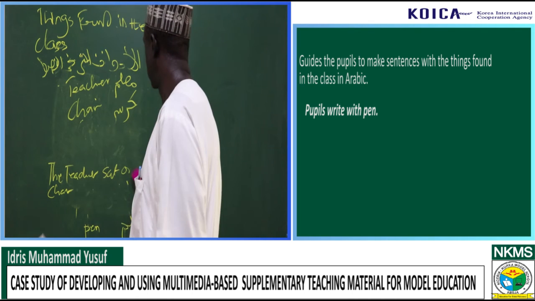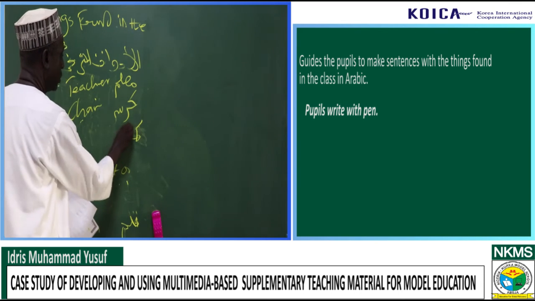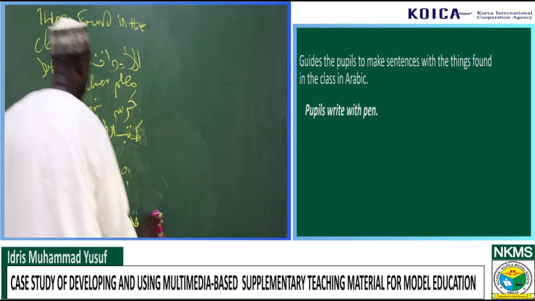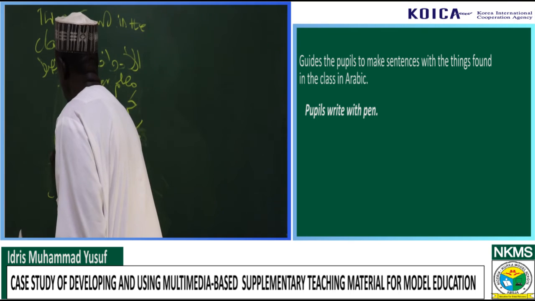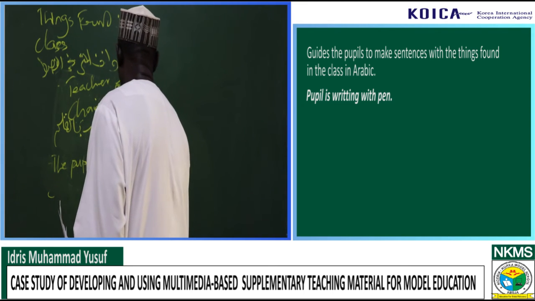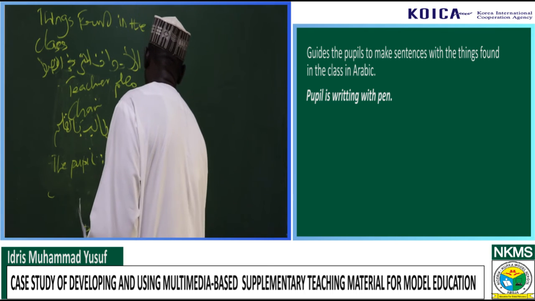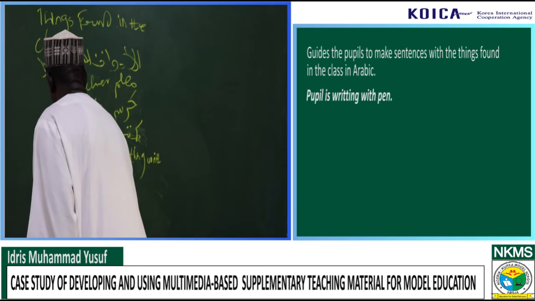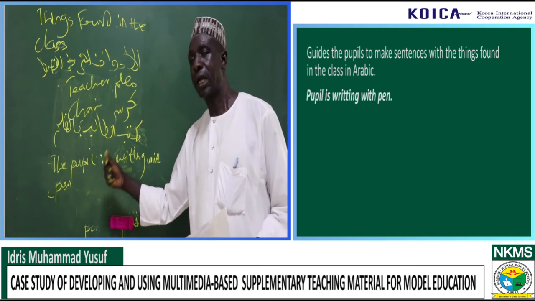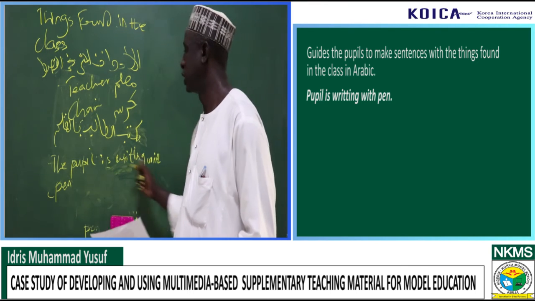For instance, we can use at-talibu yaktubu bil qalam. It means what? The student is writing with a pen. The words talib, student, and the word pen, that's al-qalam, we make a sentence with it. That's yaktubu at-talibu bil qalam. The student is writing with a pen.